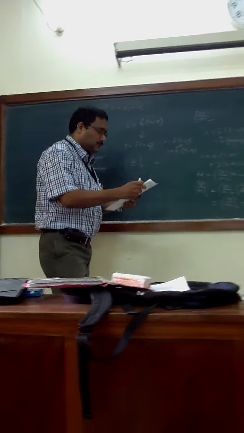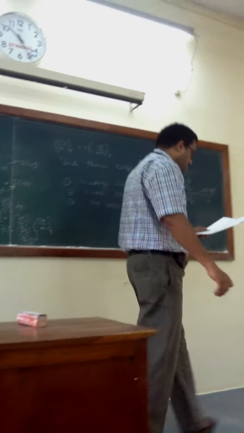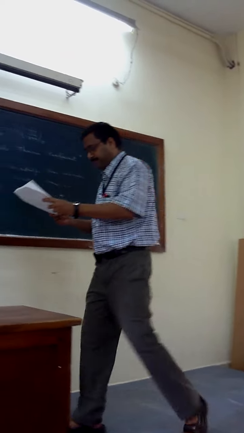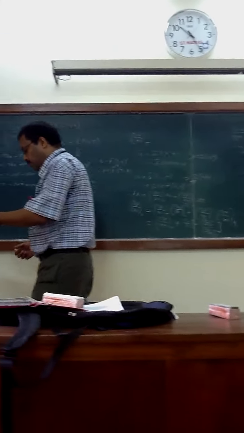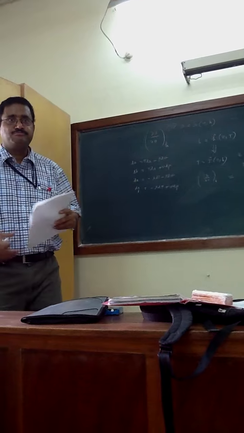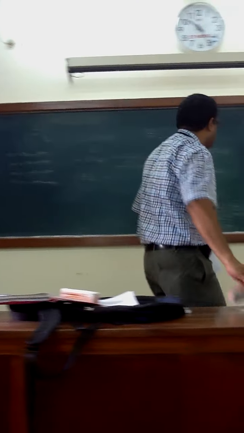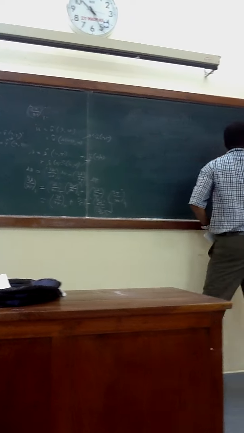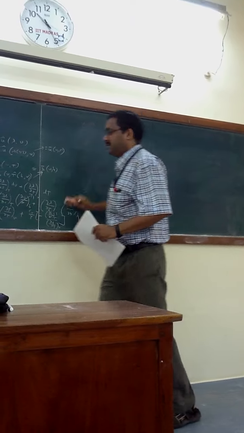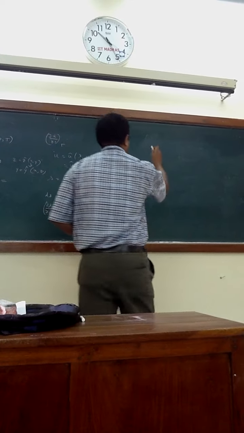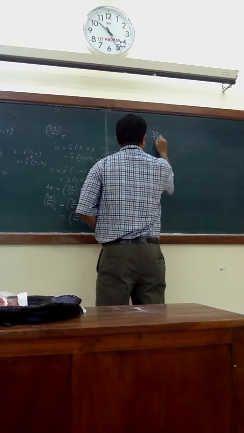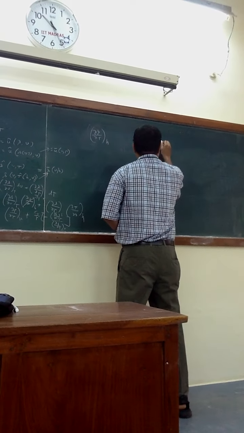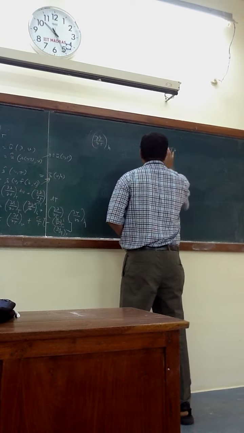Next is dou G by dou T at fixed H. G equals H minus TS.